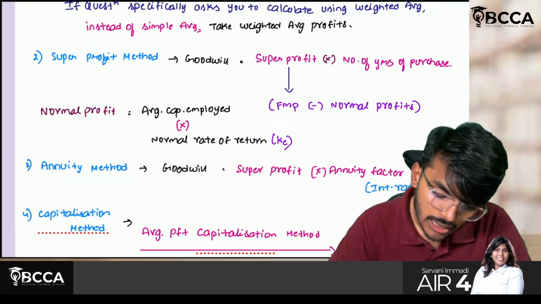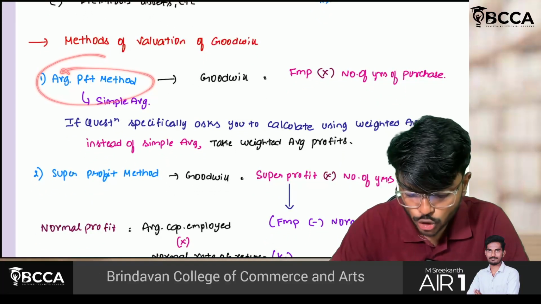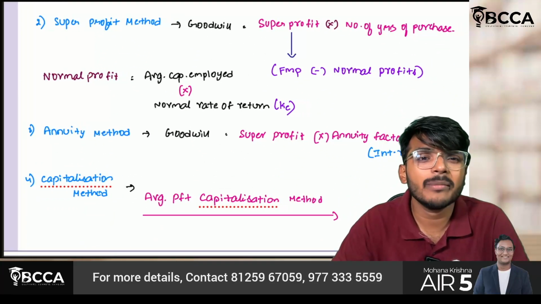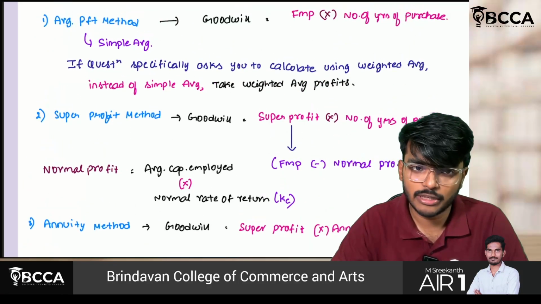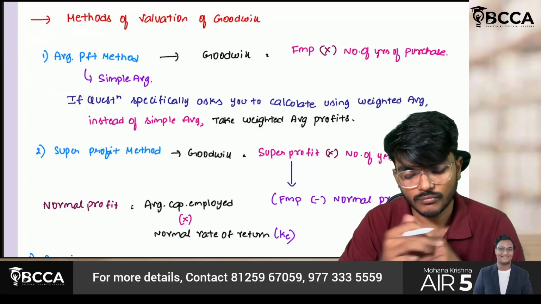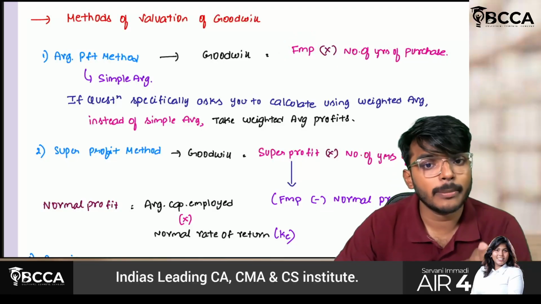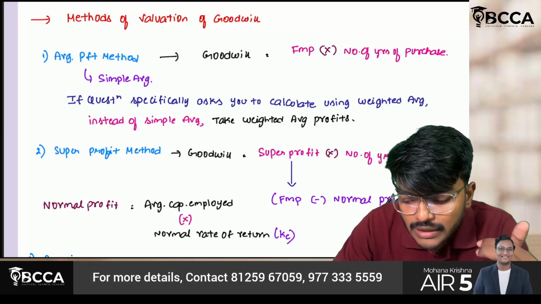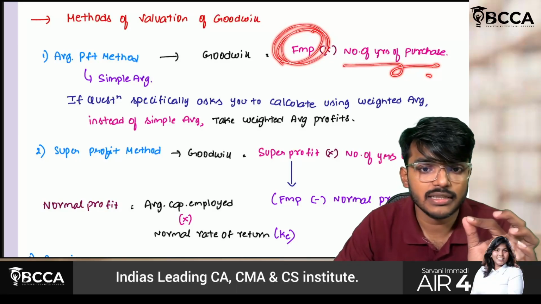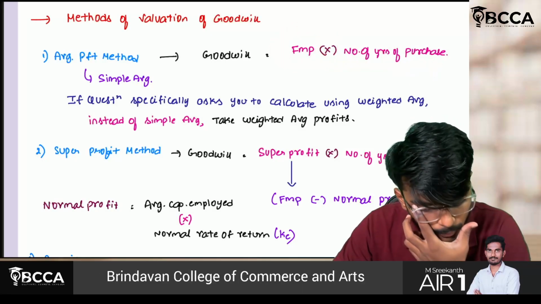So how many methods are there, sir? 4 methods are there. First one, average profit method, super profit method, annuity method, and last one, capitalization method. First three methods are the easiest methods. Yes, sir. First, if you look at average profits method, you have to calculate the future maintainable profits. Whatever future maintainable profits you have calculated above, multiply that into the number of years of purchase.